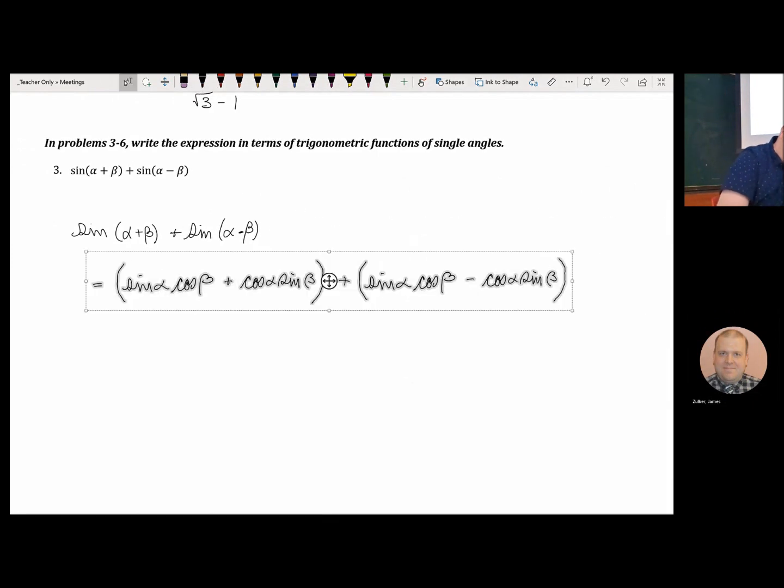Here's another beautiful thing about doing it on technology. If it's too long for one line, I can just move it. So the second parts will cancel each other out, right? You have a plus cosine alpha sine beta and minus cosine alpha sine beta, so it'll end up just being 2 sine alpha cosine beta. There's your function. By the way, this is an identity. Maybe a useful one.